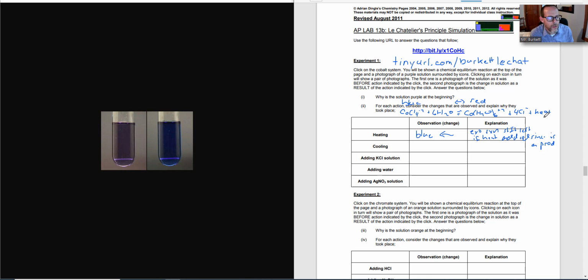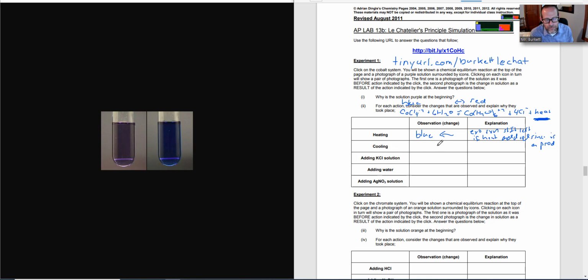Notice heat over here is on the right-hand side, and again, remember with LeChatelier, add opposite. Add and opposite both start with vowels. So if heat is on the right, and it's listed on the right based on our equation, if I add heat to an exothermic reaction, it's going to shift left. If heat happened to be on the left side and I added it, it's going to shift right. So it depends on where the word heat is.